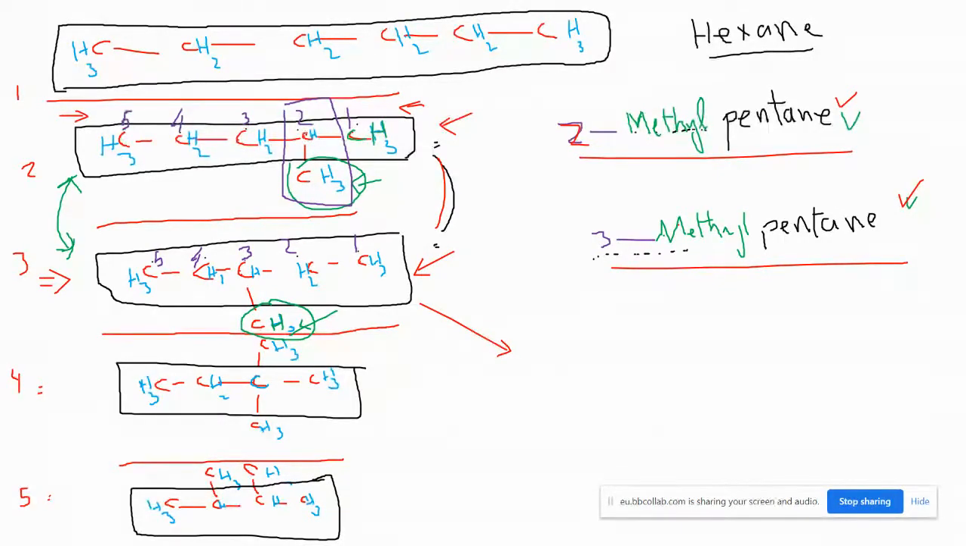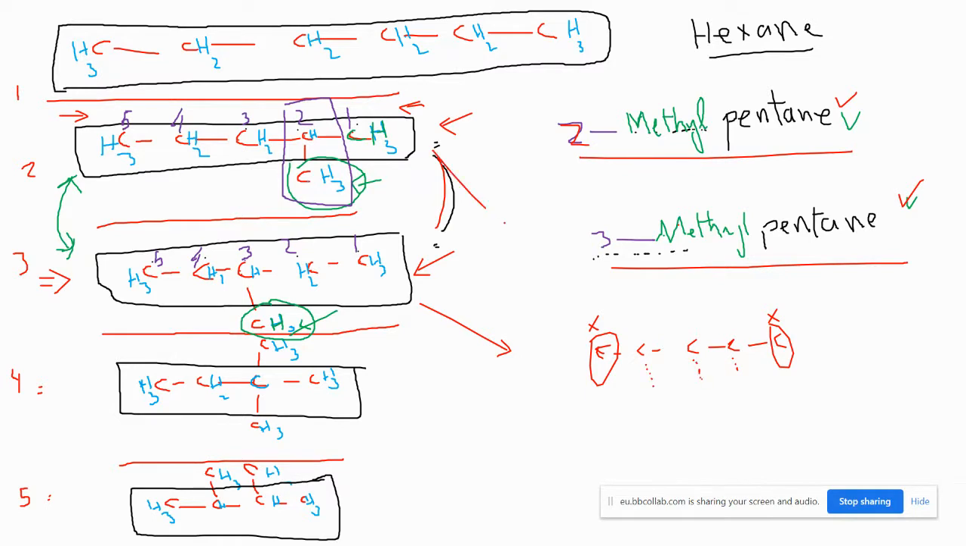Look at this position. We have the first carbon and the last carbon. Suppose this is 5 carbon: 1, 2, 3, 4, 5. We cannot make a branch here. It is impossible. The first carbon cannot make any branch. So we have carbon 3, where we can make a branch. We can make it here, or we can make it here.